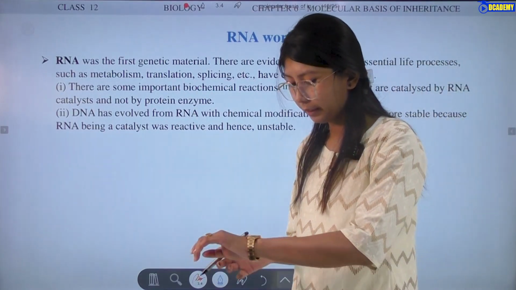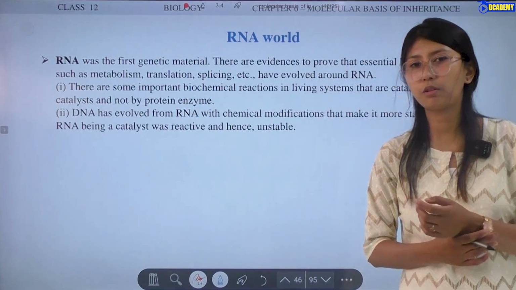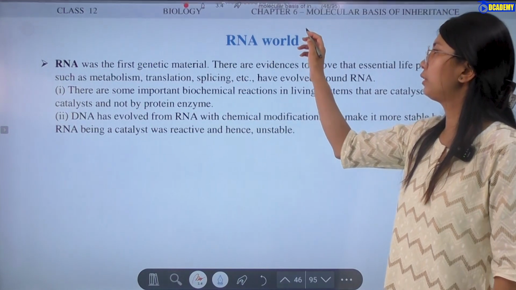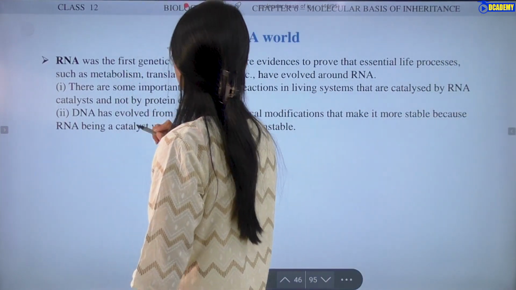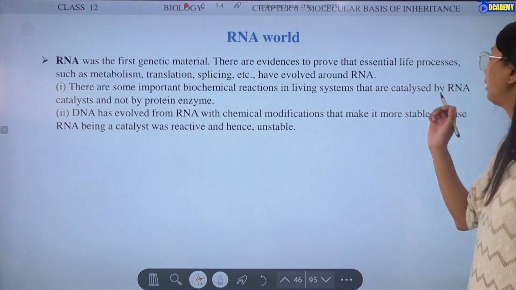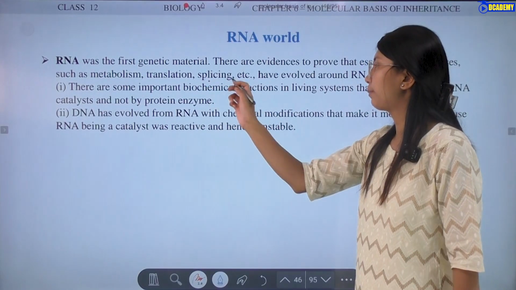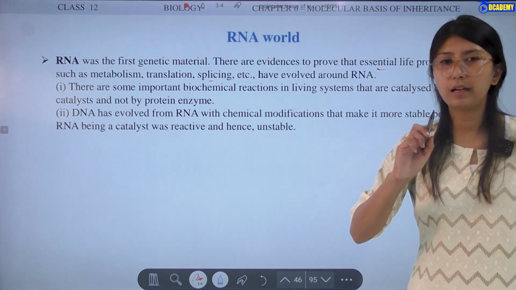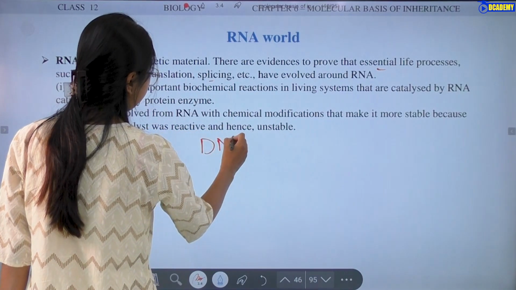Consider DNA replication, which Watson and Crick proposed to be semi-conservative. Then, the RNA world: RNA was the first genetic material. There are evidences to prove that essential life processes such as metabolism, translation, splicing, etc. have evolved around RNA.